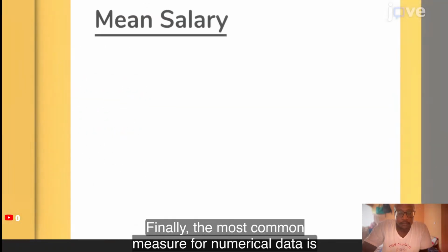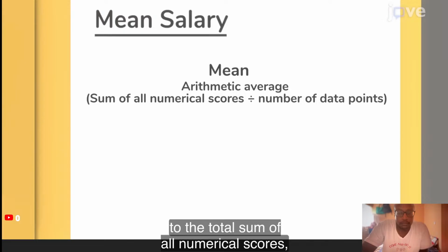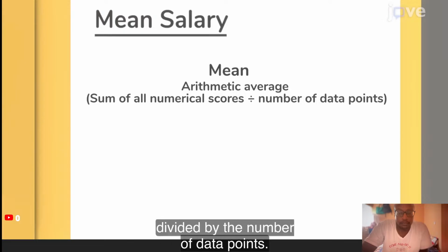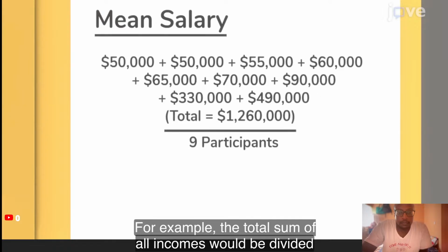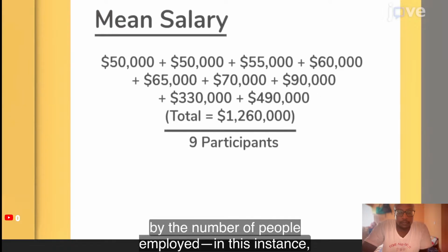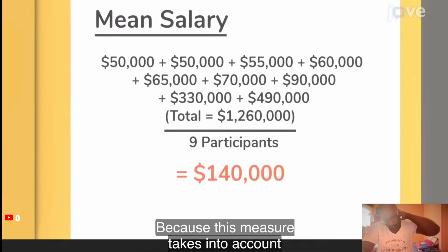Finally, the most common measure for numerical data is the mean, the arithmetic average, which is equal to the sum of all numerical scores divided by the number of data points. For example, the total sum of all incomes would be divided by the number of people employed, in this instance yielding a mean of $140,000.